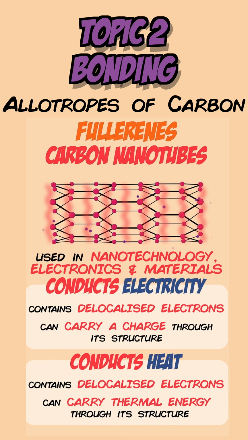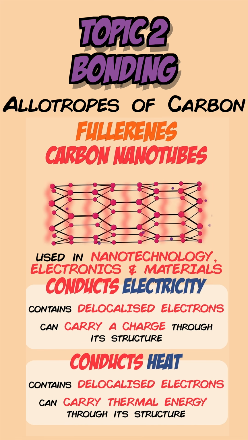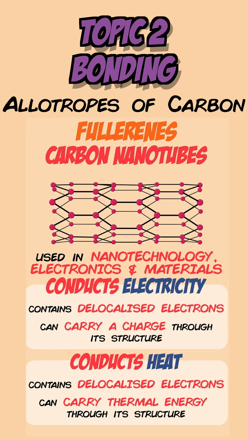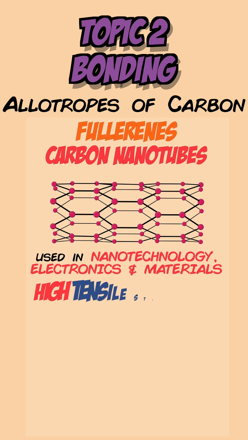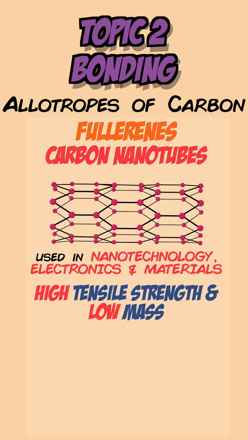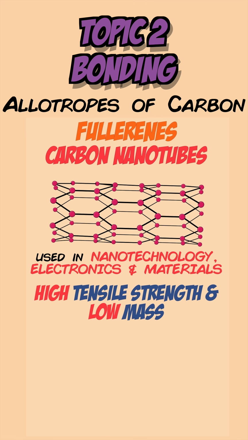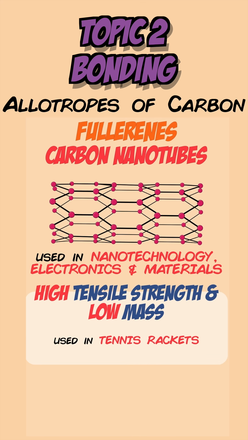They're good conductors of heat and electricity as they have delocalized electrons, meaning they can be used in electronics and nanotechnology. They also have very high tensile strength without much mass, meaning they're useful for certain materials that need to be strong and light, such as the ones used in tennis rackets.